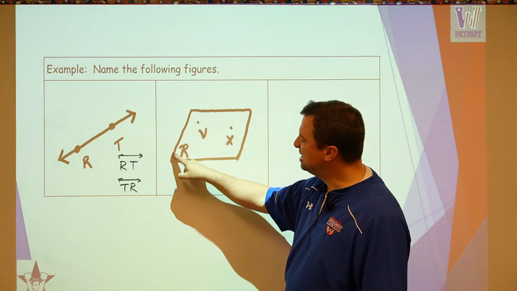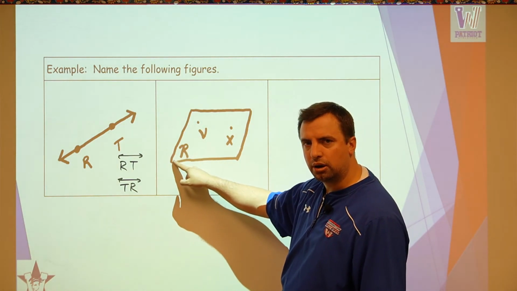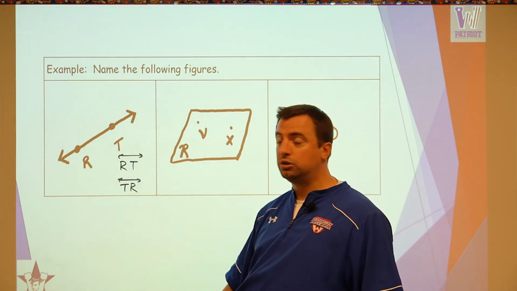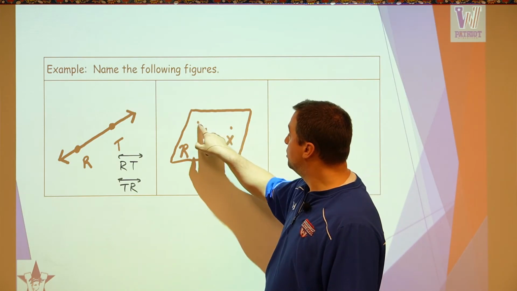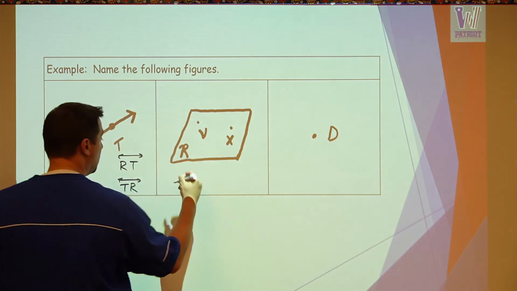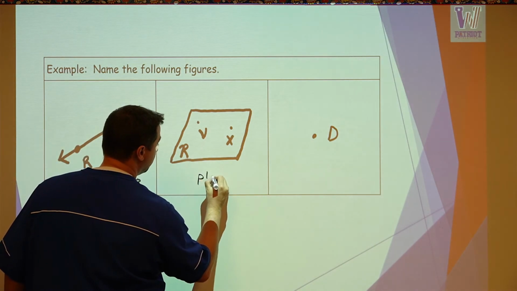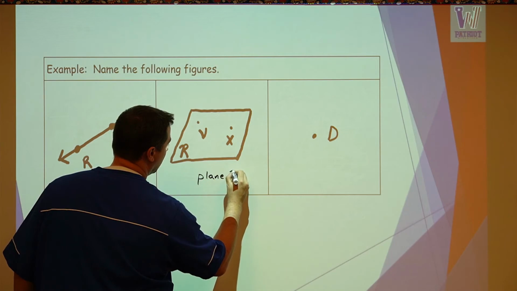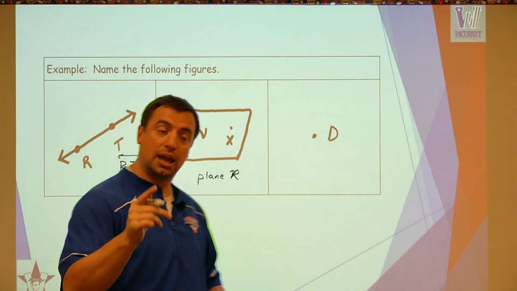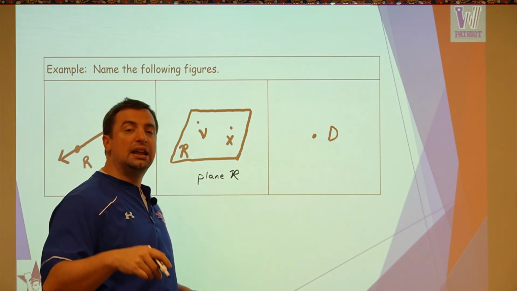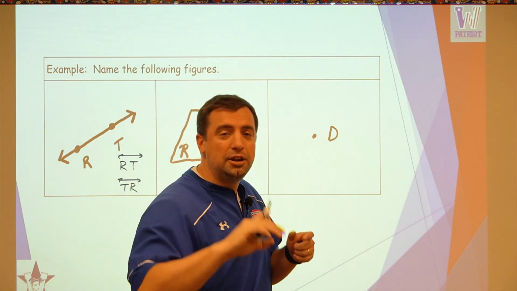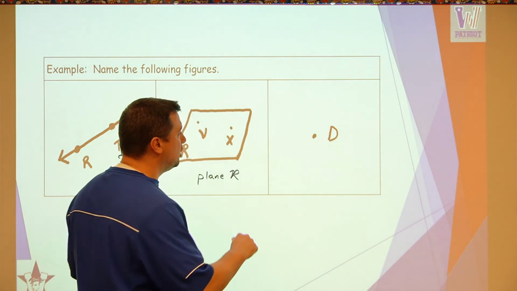Guess what? This is that fancy capital letter in the corner. So we can't name this plane RVX. Don't do that to yourself. You're going to get it wrong every time. There are only 2 points, so I can't name it using 3 points. I'm going to name it using the capital letter in the corner right there. So we're going to call this plane R. And do your best to try to copy the fancy letter, okay? Just try it. And if it doesn't look great, who cares? You made your best attempt, and that's all we really care about.